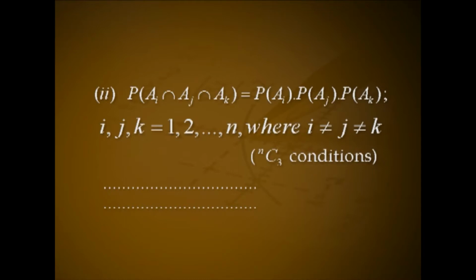Number 2, P(Ai ∩ Aj ∩ Ak) = P(Ai) P(Aj) P(Ak) for i, j, k = 1, 2, etc., n, where i ≠ j ≠ k. Such nC3 conditions are there for various values of i, j and k. Finally, P(A1 ∩ A2 ∩ etc. ∩ An) = P(A1) P(A2) etc. P(An).